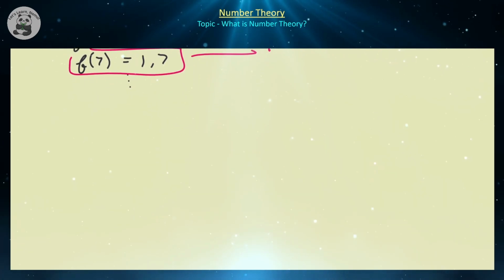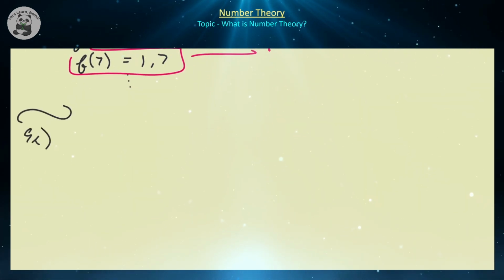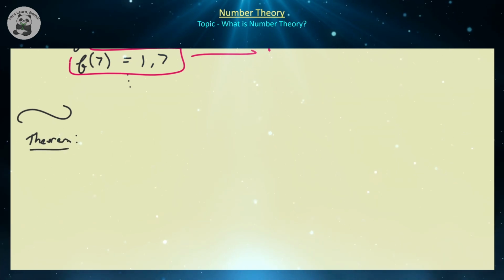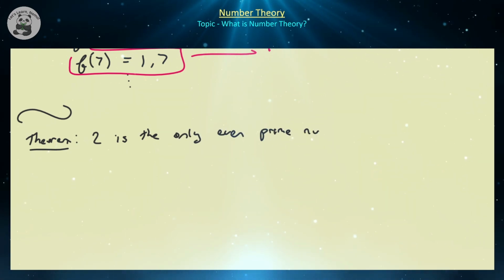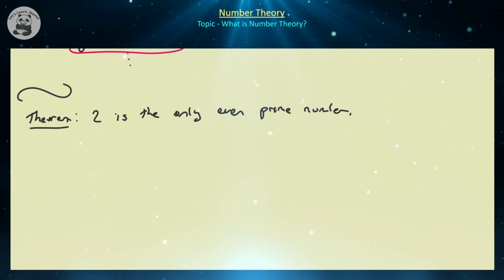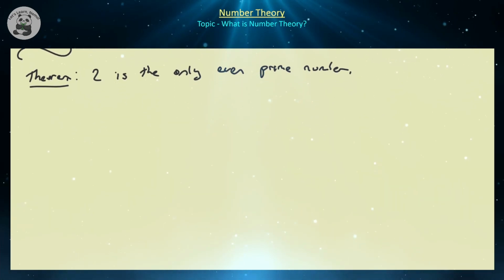So to close out this introductory discussion on elementary number theory, and in particular divisibility, prime numbers and things like that, let us close off with this very basic theorem. 2 is the only even prime number. So I invite you to try and prove this on your own before I show you how to do it. So let's get right into it.